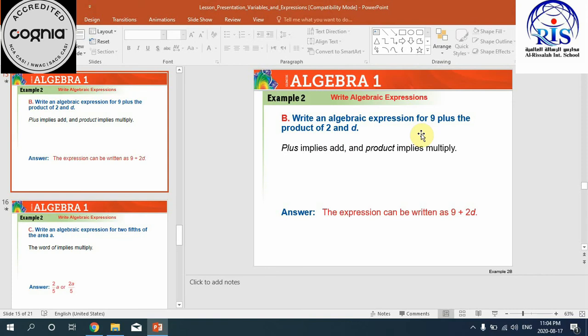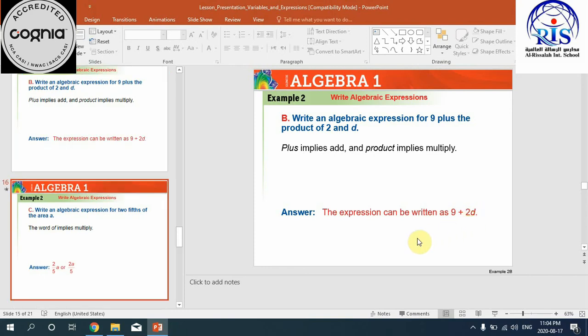Another example, write an algebraic expression for 8 plus the product of 2 and d. 8 plus, I write 8, then I put plus. Product of 2 and d, this means 2 times d. When I have multiplication between a number and a variable, I only put them beside each other. It will be 8 plus 2d. As I said before, between a number and a variable, if you don't have an operation, this means you have multiplication.